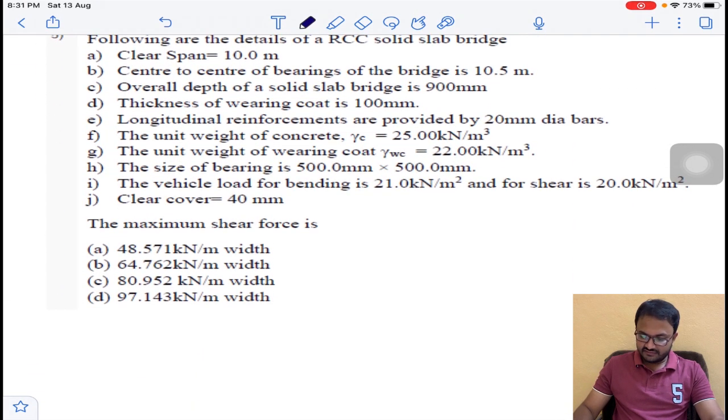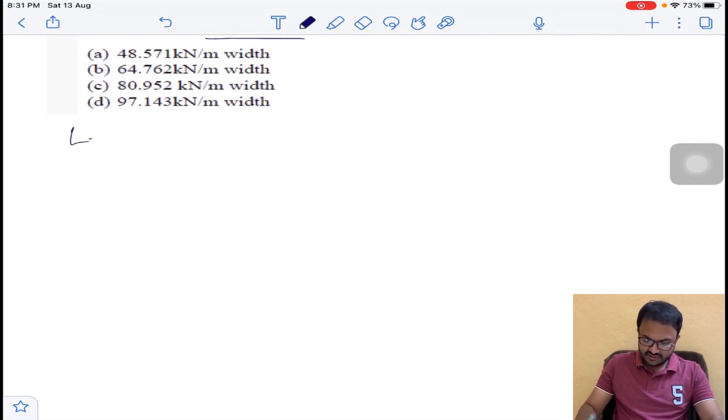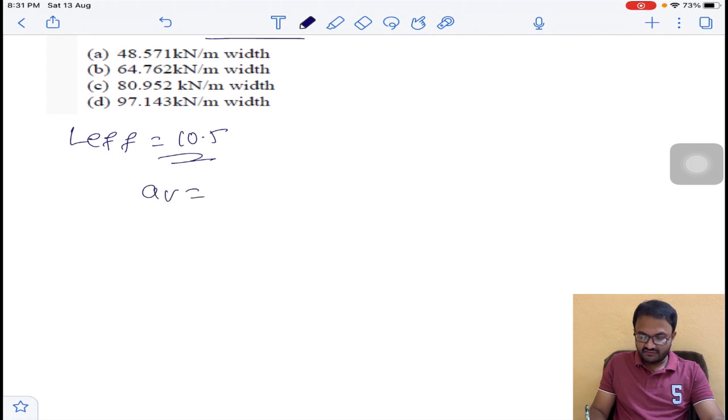So question number 5. He has given maximum shear force. Obviously L effective we calculated already, it is 10.5, and the effective length of the vehicle, obviously, Av is equal to 4.0 meter. Earlier it was taken A suffix m, that is for bending moment. Here it is for load, and Qv is the load for shear.